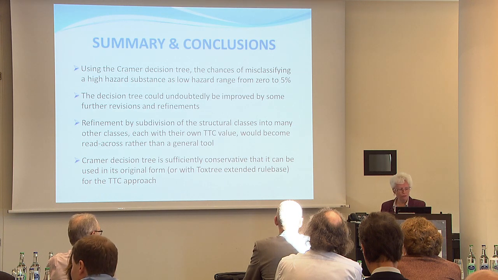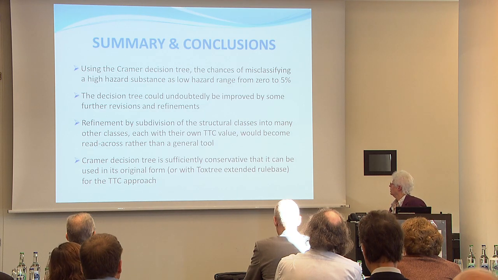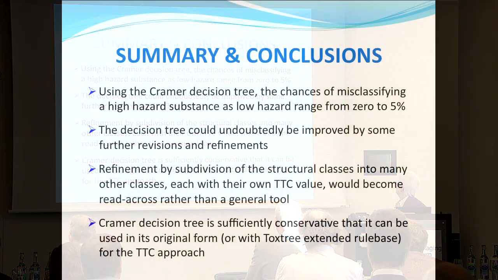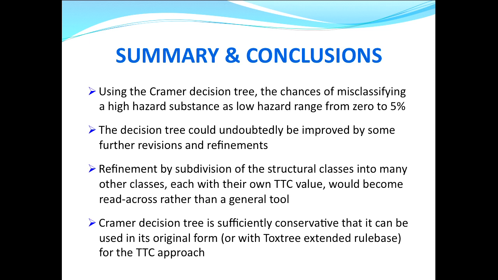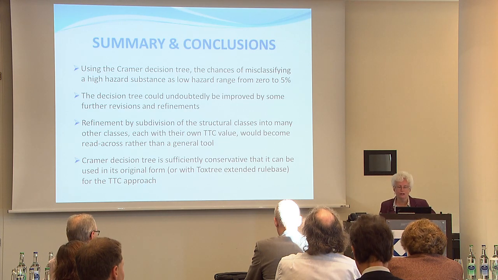So, finally, using the Cramer decision tree, you have a chance of misclassifying a high-hazard substance as a low-hazard substance, and that ranges from 0 to 5%. And I think anybody using the TTC scheme should have this at the front of their mind all the time. The context in which you're using it, can you afford to have a possibility of 5% of making a mistake? If you can't afford that possibility, or you think that's too risky in the circumstances of the substance you're trying to evaluate, then TTC is not the way to go, though you might want to do it as an initial screening.